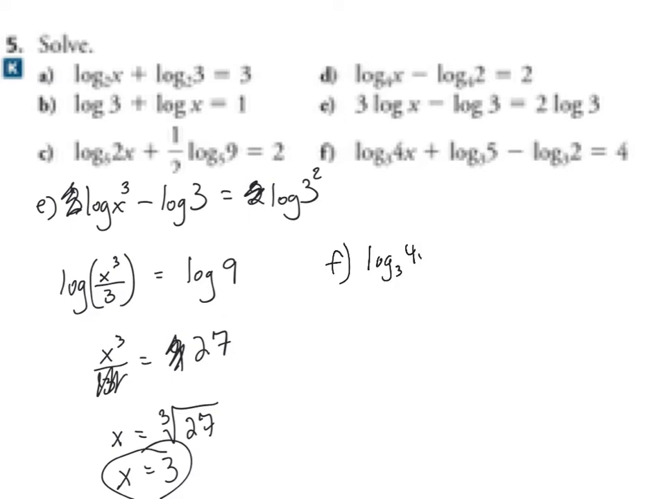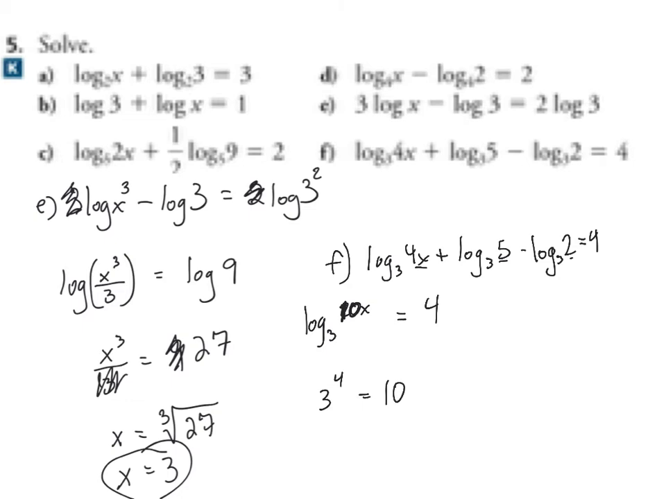Log base 3 of 4x plus log base 3 of 5 minus log base 3 of 2 equals 4. So this is log base 3 of 20x, which is 4x times 5, divided by 2, so just 10x. And that equals 4. So we could say 3 to the power of 4 equals 10x. So 3 times 3 is 9 times 3 times 3, so this is 81 over 10 equals x.